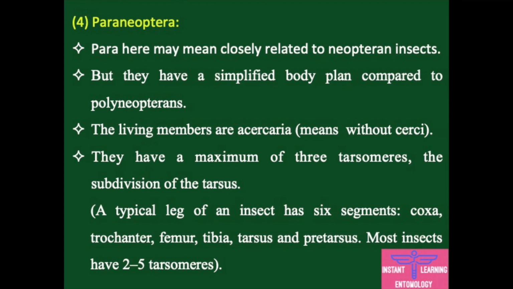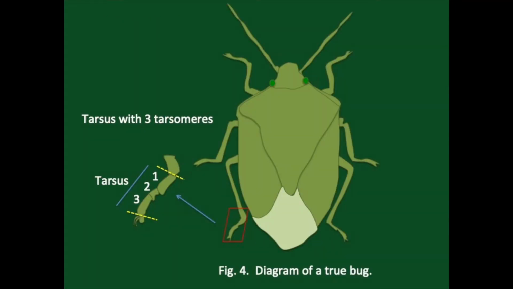But they have a simplified body plan compared to Polyneopterans. The living members are Acercaria, meaning without cerci. They have a maximum of 3 tarsomeres, the subdivisions of the tarsus. A typical leg of an insect has 6 segments: coxa, trochanter, femur, tibia, tarsus, and pretarsus. Most insects have 2 to 5 tarsomeres.